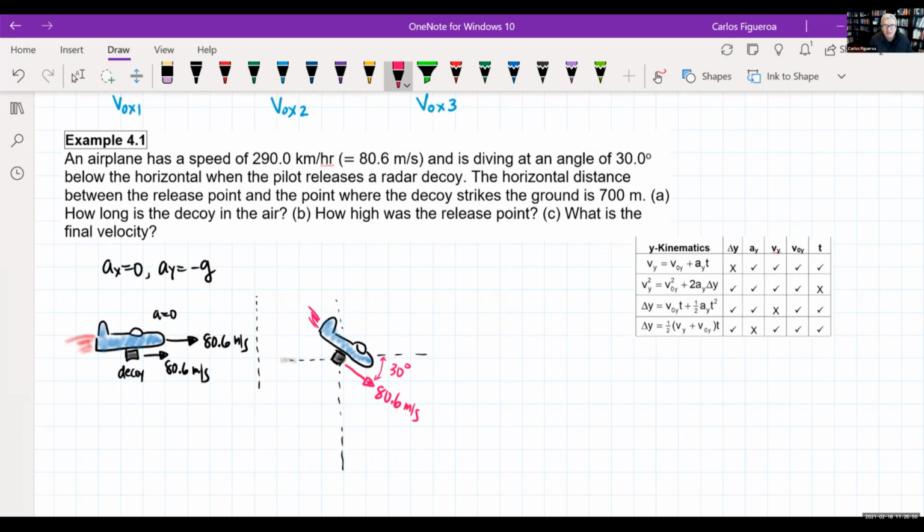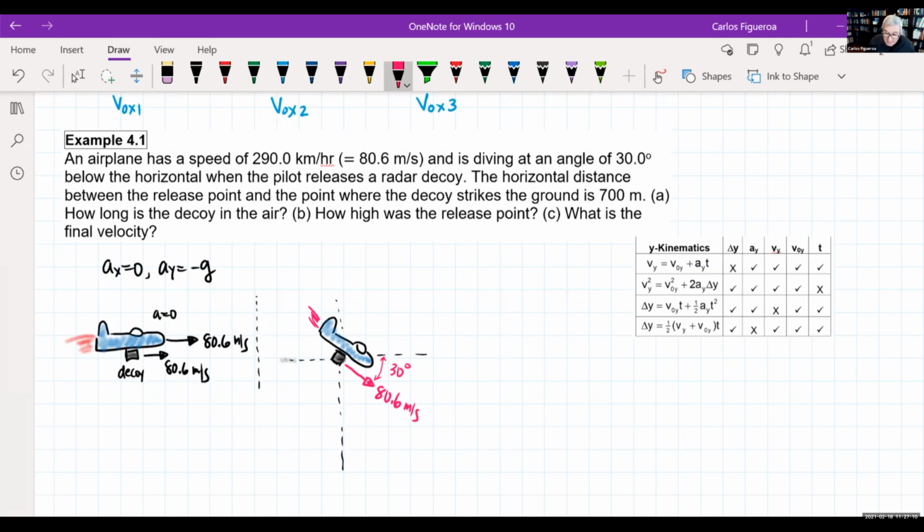That means I know everything about the initial velocity of the airplane. The first thing I've got to do is calculate the components of the velocity. So let's go do that.